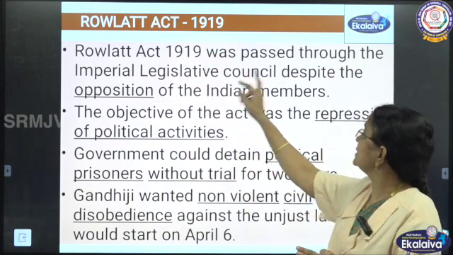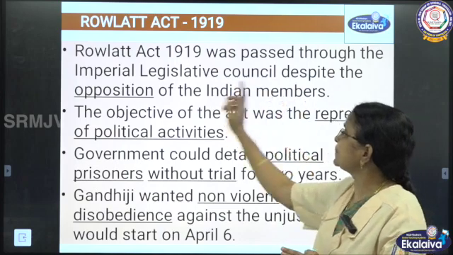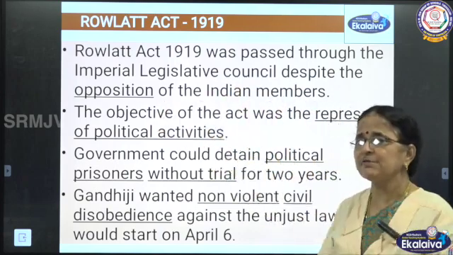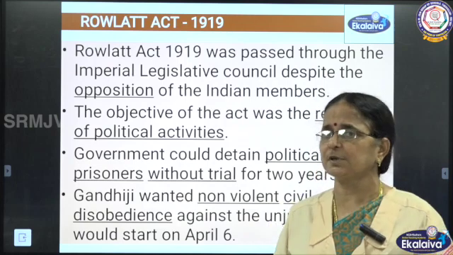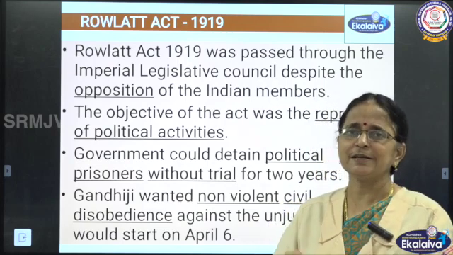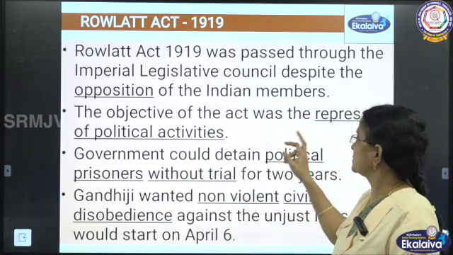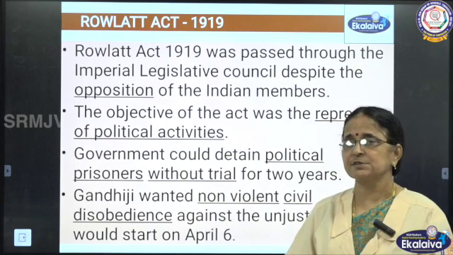The Rowlatt Act 1919 was passed through the Imperial Legislative Council, despite the opposition of the Indian members. There were Indian members who were opposing the Rowlatt Act, which was a harsh black act on Indians. So the objective of the act was the repression of political activities.